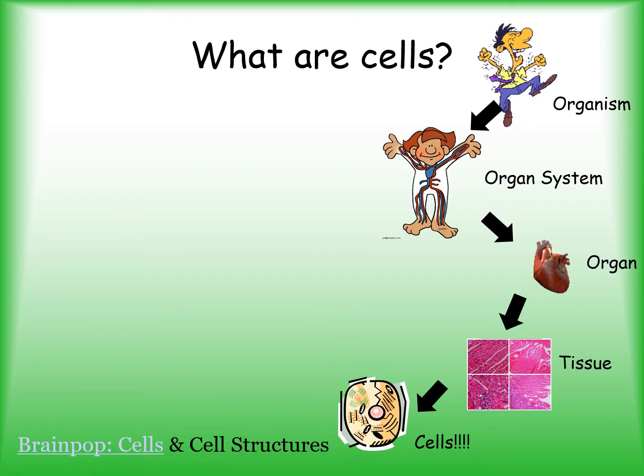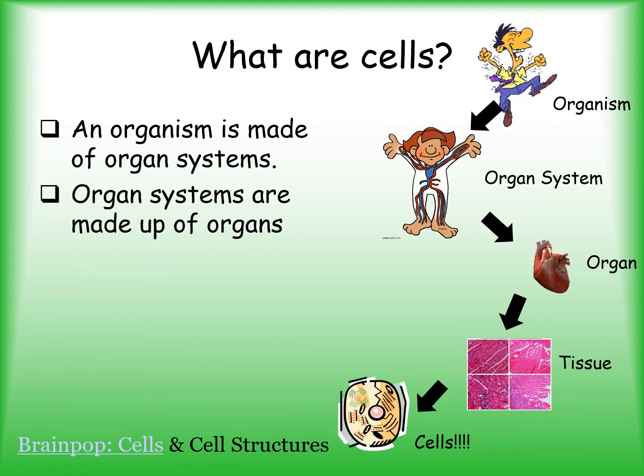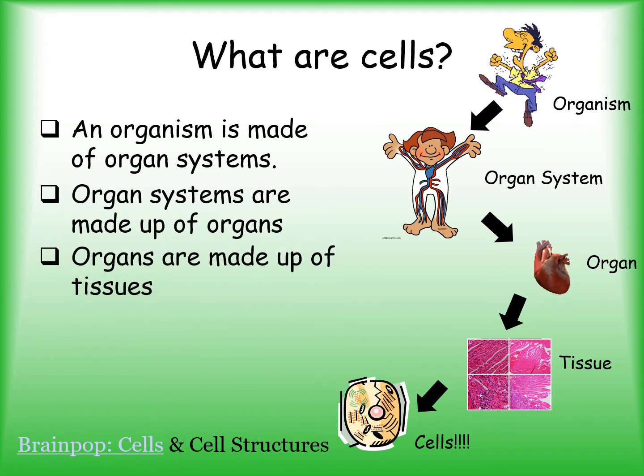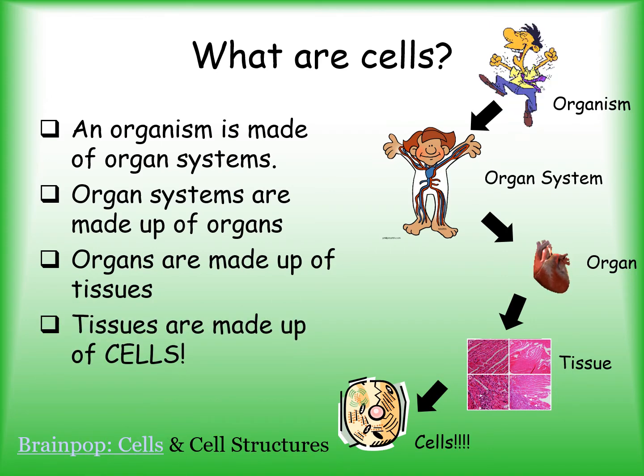So really quick, we're going to do a review. An organism is made of organ systems. Organ systems are made up of organs. Organs are made up of tissues, and tissues are made up of cells. Within each cell, there are different organelles, and organelles are structures within a cell that perform specific functions like controlling cell growth and producing energy.